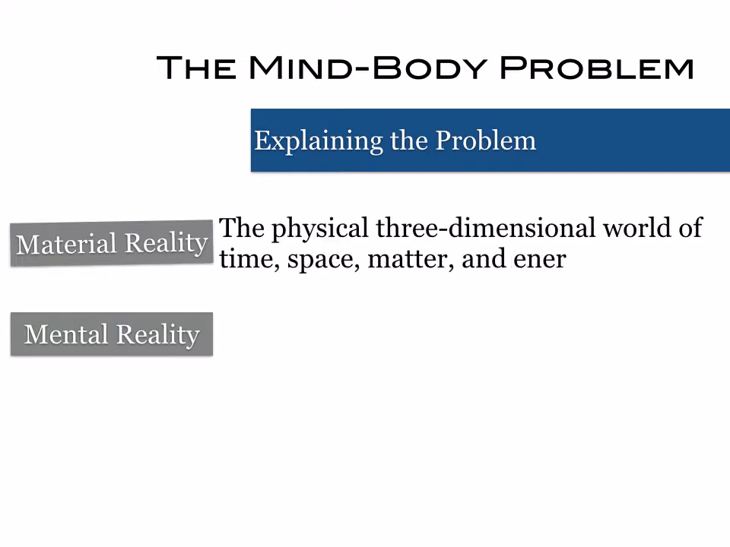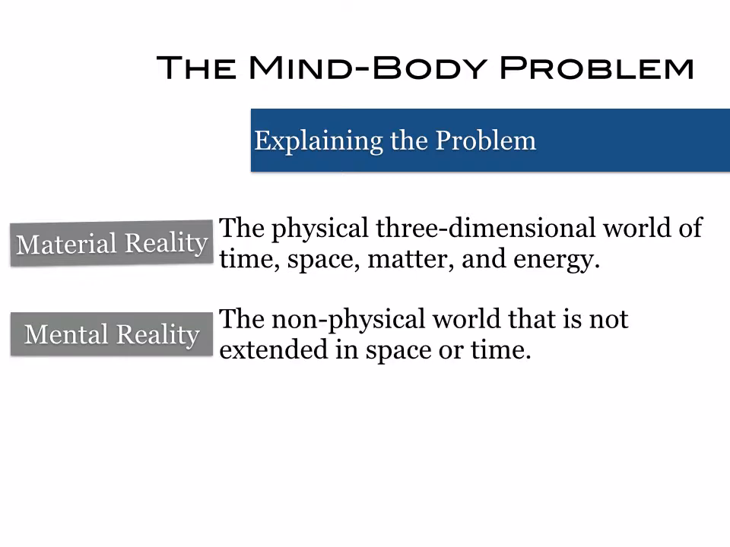The material reality is the physical, three-dimensional world of time, space, matter, and energy. This is the world that we experience with our five senses: taste, touch, see, feel. This would be your material brain, your body. So the mind-body problem, the material world, is the body side of the problem. The mental reality is the non-physical world that is not extended in space or time. So the mental reality would be the reality of your experiences, of your sensations.